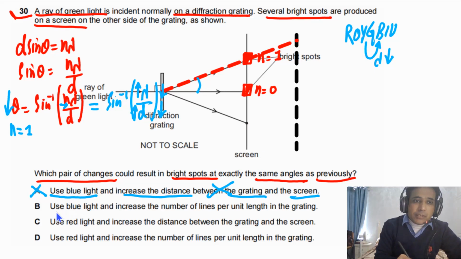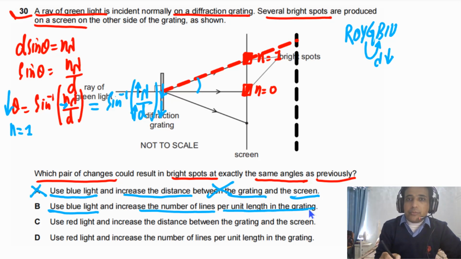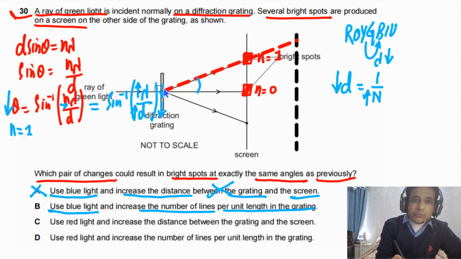Now if you look at the second option, it is given to us: use blue light and increase the number of lines per unit length in the grating. If we increase the number of lines per unit length, since d is equal to 1 over n, d will go down. So for the second option, we decrease the wavelength and also we decrease d. It means theta will remain the same. So this is our possible answer for this question.